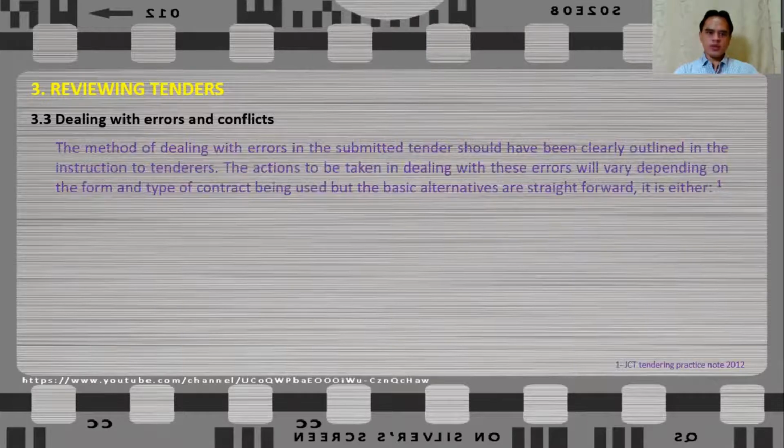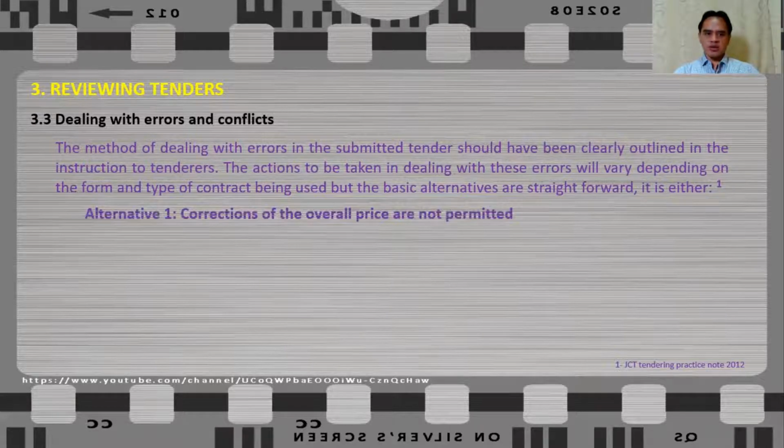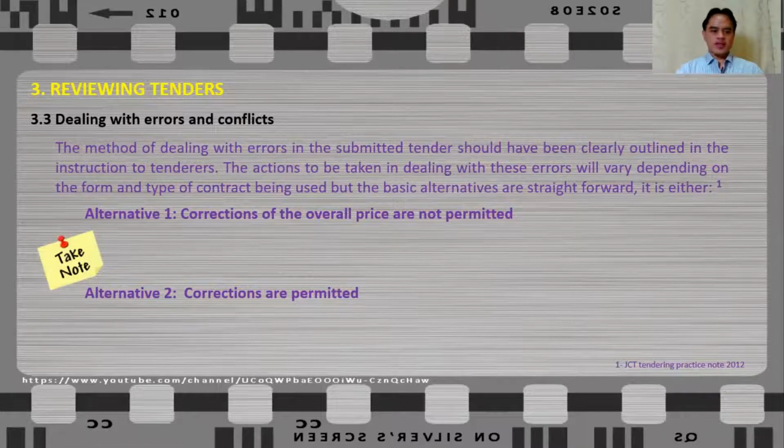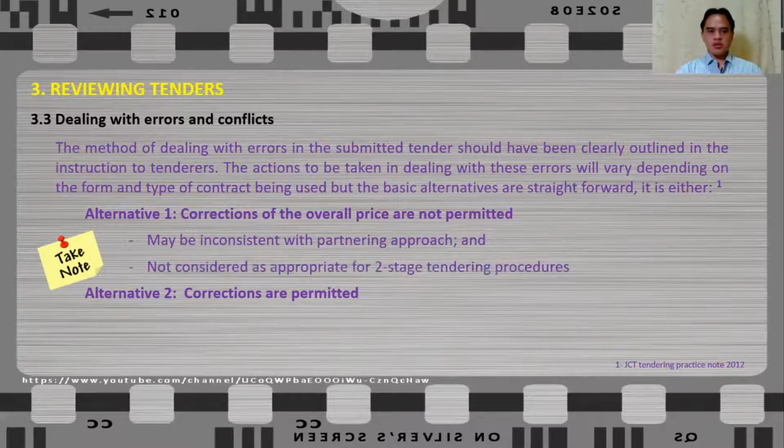The method of dealing with errors in the submitted tender should have been clearly outlined in the instruction to tenderers. The action to be taken in dealing with these errors will vary depending on the form and type of contract being used, but basic alternatives are straightforward. It is either corrections of the overall price are not permitted, or corrections are permitted. It is worth noting that if corrections of overall price are not permitted, then it may be inconsistent with a partnering approach. Also, it may not be considered appropriate for two-stage tendering procedures.